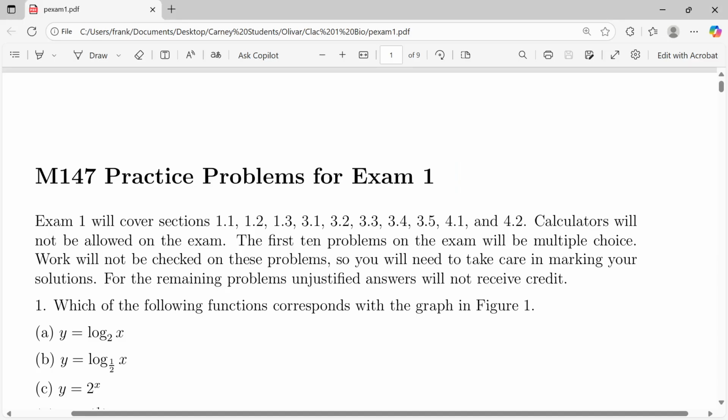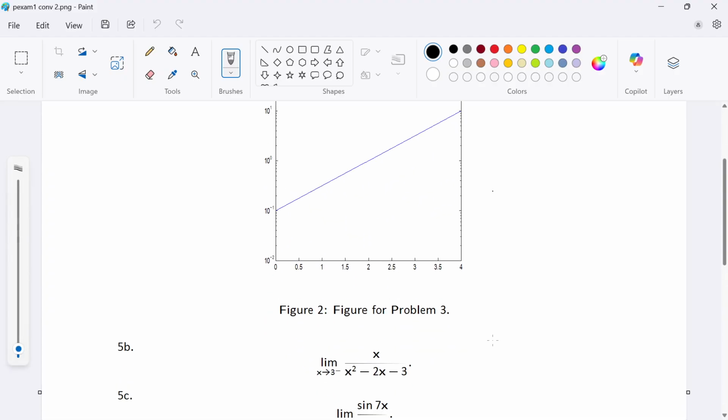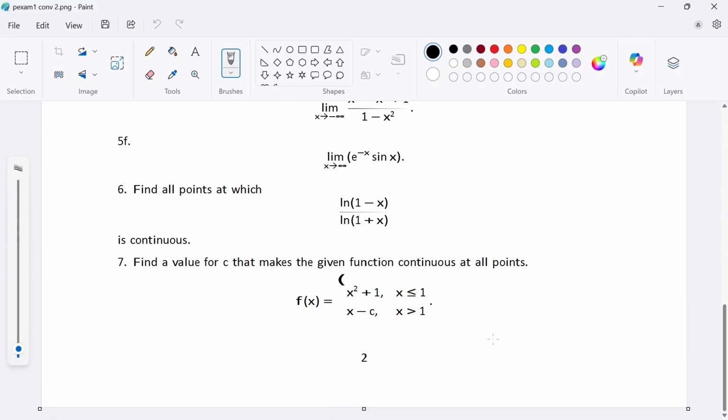This is Math 147, Texas A&M, Calculus for Biology, I guess, Calculus 1. Practice problems for Exam 1. And now I'm going to work these problems 5b through 7.